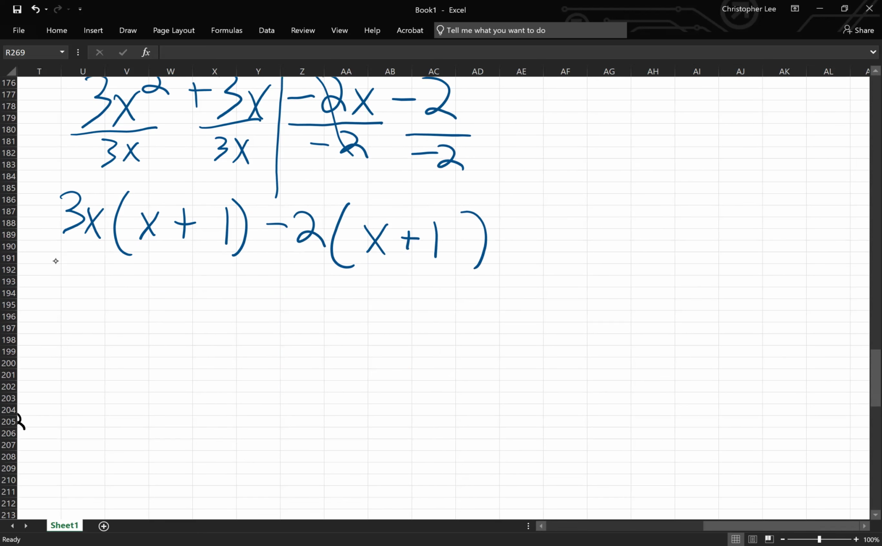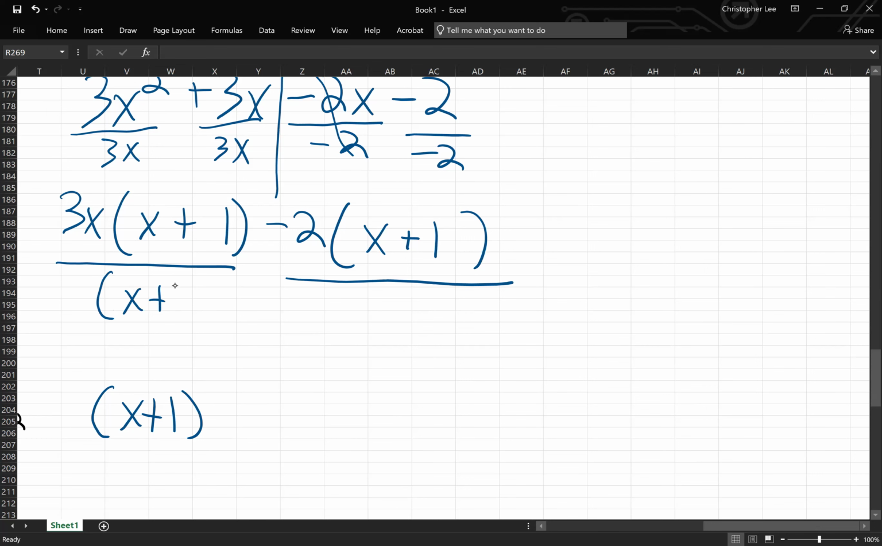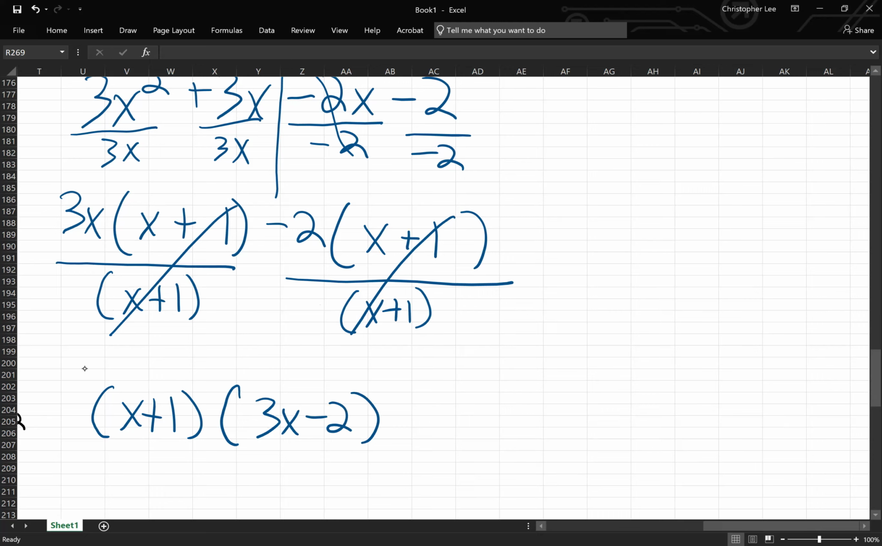Now, what do both of these terms have in common? All right, so I'm going to factor out x plus 1, right? So remember, whenever I factor out x plus 1, it's like I'm dividing by x plus 1. So what's left over? 3x minus 2. And that's it. That's my answer.